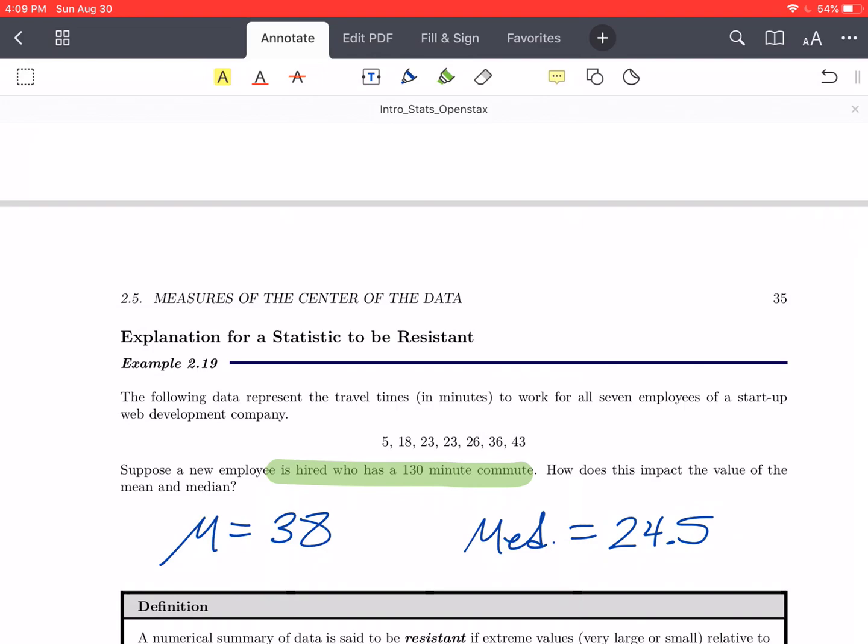Okay, so the mean is not resistant. So let me make a note of this. So the median is resistant.